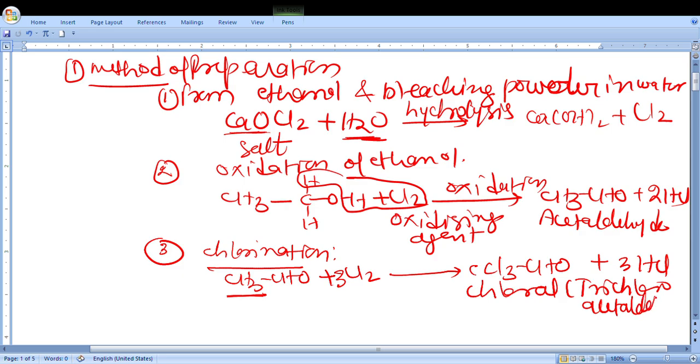trichloroacetaldehyde. Then step 4 will be, in these, both the compounds will be used, calcium hydroxide as well as chlorine. Chlorine causes oxidation in the first step, and the second step is chlorination, because no oxidation is possible in the second step, because chlorine is a mild oxidizing agent. It can cause the oxidation of alcohol into aldehyde or ketone, not into carboxylic acid.